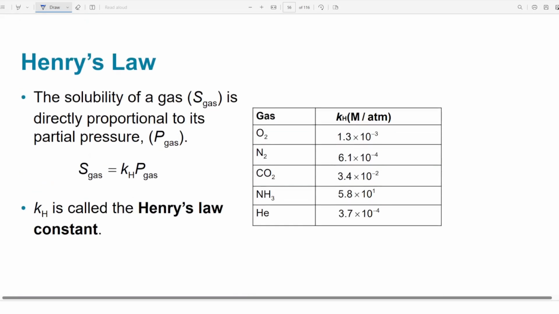We can determine the solubility of a gas in water according to Henry's law. Henry's law states that the solubility of the gas is equal to K sub H, the Henry's law constant, times the partial pressure of the gas. Here we see Henry's law constant for several gases.